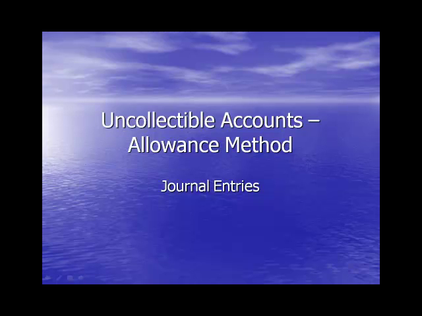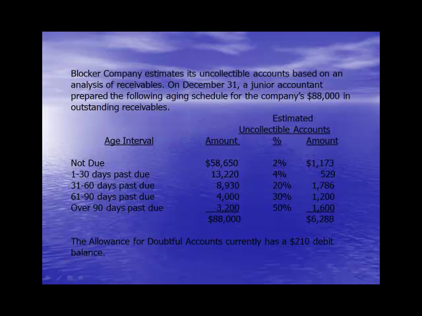This video will demonstrate how to prepare the journal entries for uncollectible accounts under the allowance method. Blocker Company estimates its uncollectible accounts based on an analysis of receivables. On December 31, a junior accountant prepared the following aging schedule for the company's $88,000 in outstanding receivables.